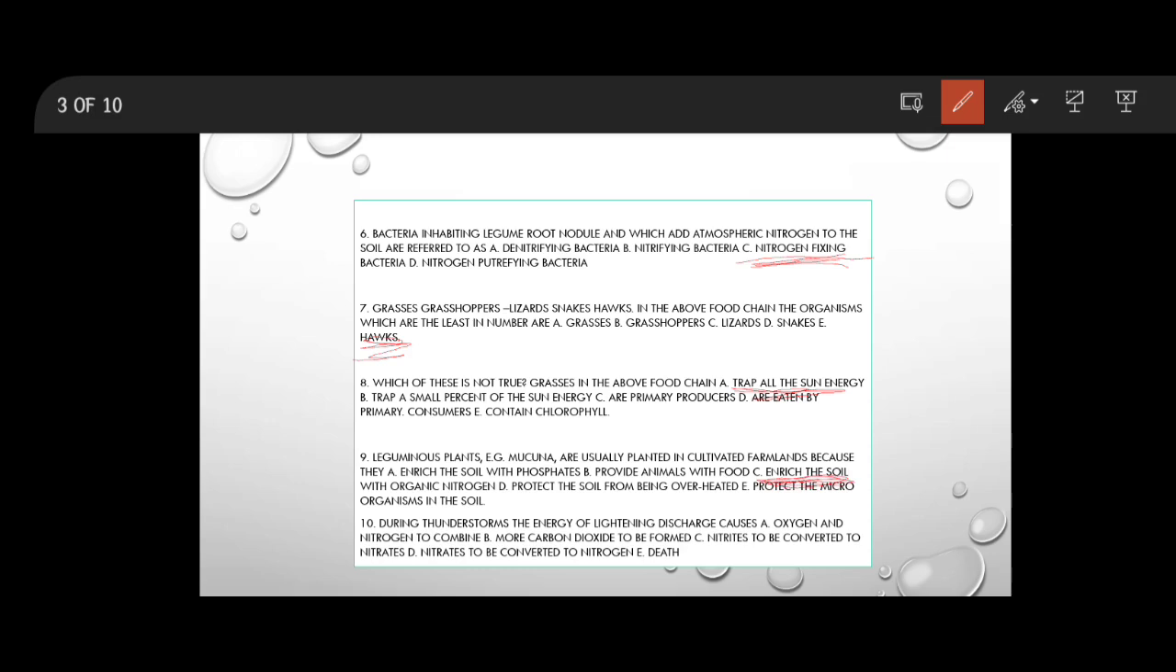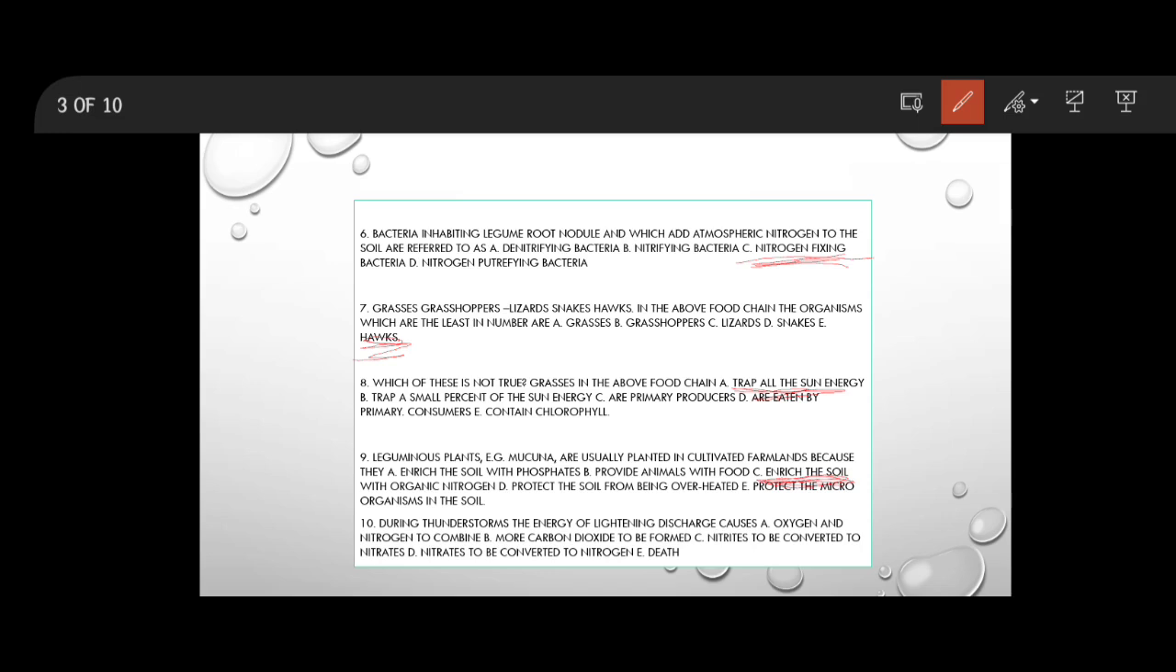During thunderstorm, the energy of lightning discharge cause dash: oxygen and nitrogen to combine, more carbon dioxide to be formed, nitrate to be converted to nitrite, nitrate to be converted to nitrogen, and the last one, death. Atmospheric nitrogen is fixed by reacting with oxygen to form nitrogen 2 oxide, which is further oxidized to form nitrogen 4 oxide, which then reacts with rainwater to form either nitrous or nitric acid, which further dissociates to form nitrate, which the plant will later use. So that's basically what happens to atmospheric nitrogen during lightning.